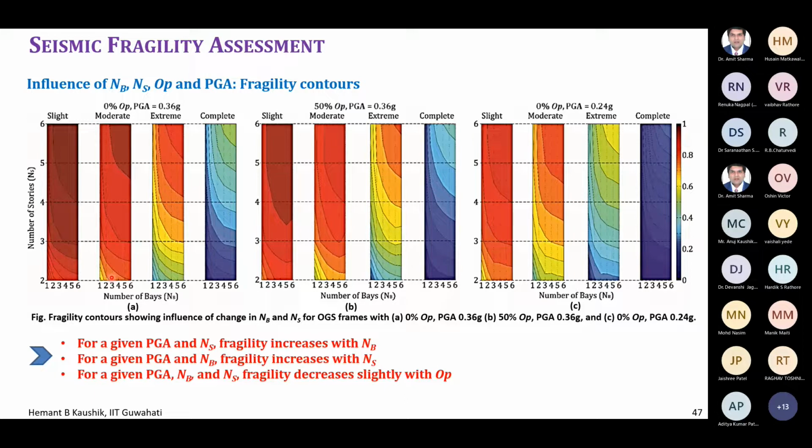So what we get here is that for a given PGA and number of stories, for example, if you consider only this chart here, the fragility increases with number of bays. Obviously, you have higher fragility when the number of bays is increasing. And similarly, the fragility also increases with number of stories. So if you fix the number of bays and increase the number of stories, you have more fragility. And for given PGA, number of bays and number of stories, fragility decreases slightly with openings. So if you compare this with this, there's a slight reduction in the fragility.